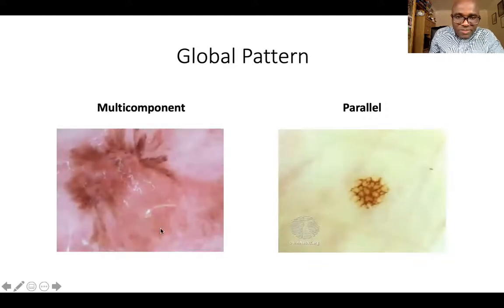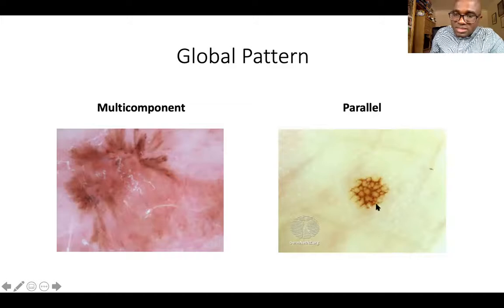Here is another multi-component pattern, however, this multi-component pattern is not regular. You've got the streaks at the edges here. You've got the globules there. You've got some blue-white structures there. You've got some scales, some white areas of regression here. We also got some streaks there and active growth of globules at the edges there. Very, very irregular, atypical distribution. Melanoma. Okay, you worry about this, you refer to it.